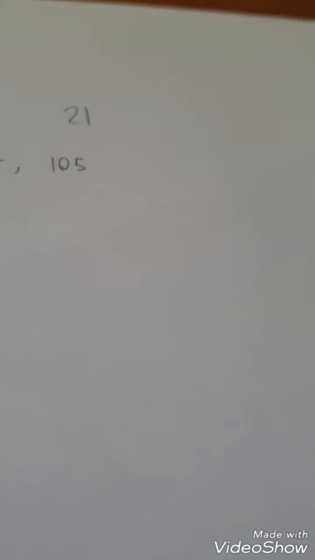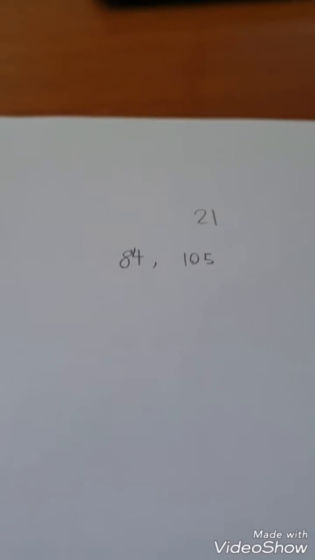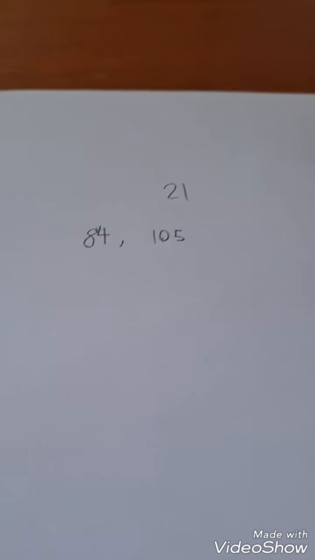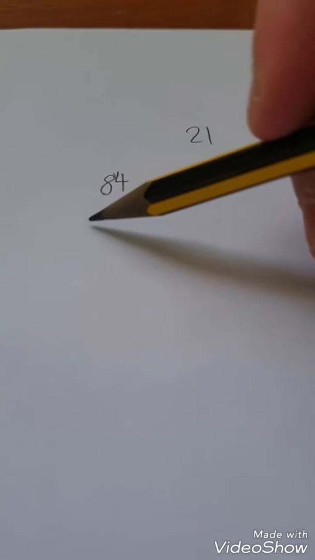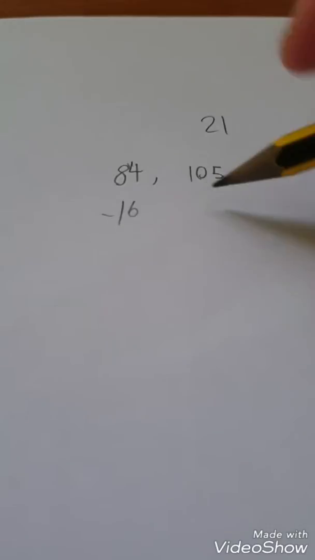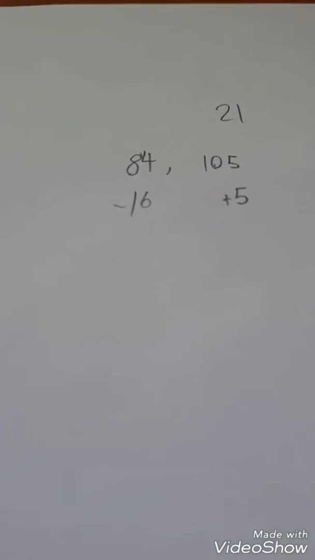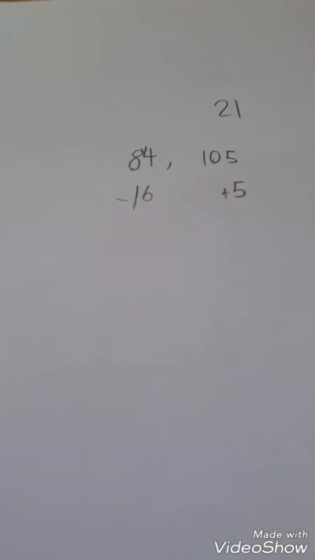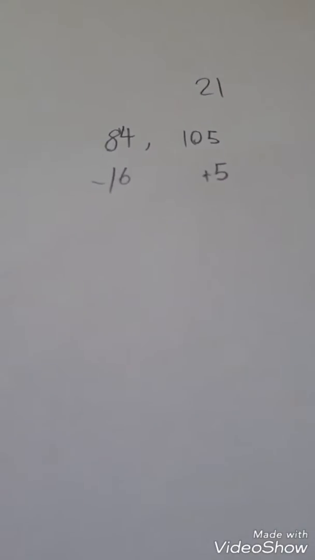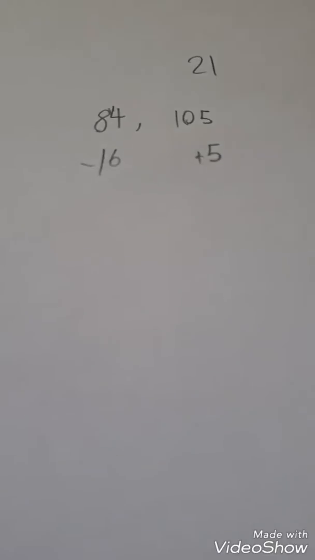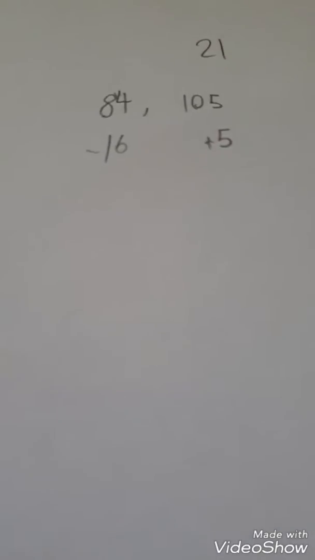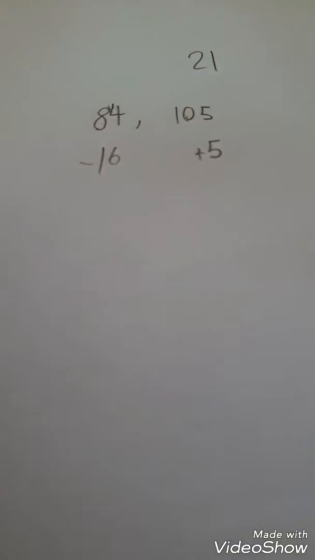So if you want to know that any number is divisible by 21, first of all, we must find this number's difference from 100. This difference is minus 16 from 100, and this number is plus 5 from 100. So if the number is above 100, then we will make minus, and if the number is below 100, like this 84, then we will add, and we will add 16 to each multiple. Let's see how.